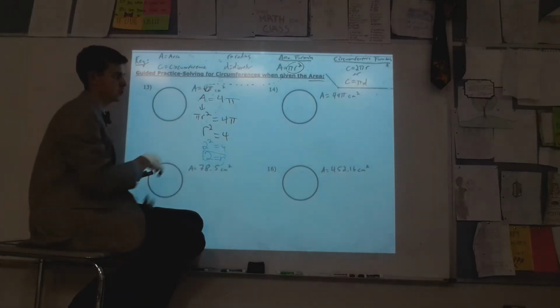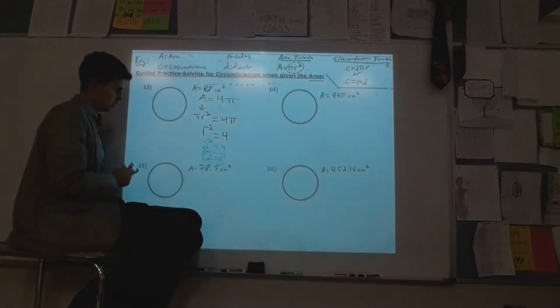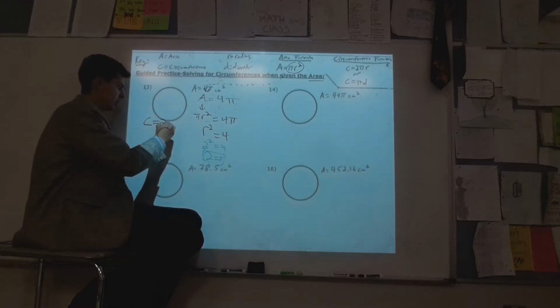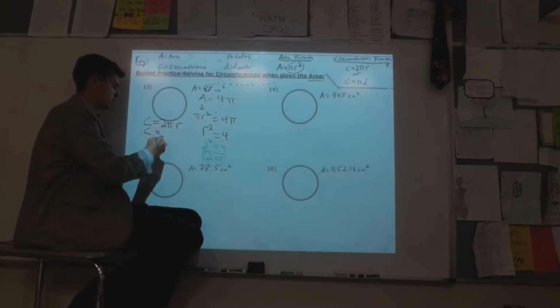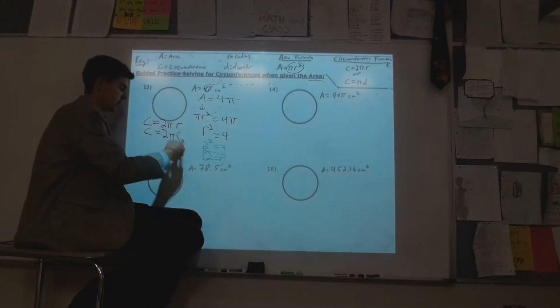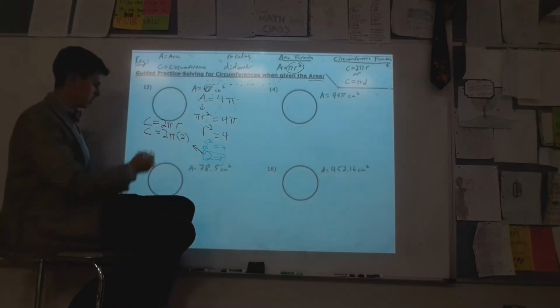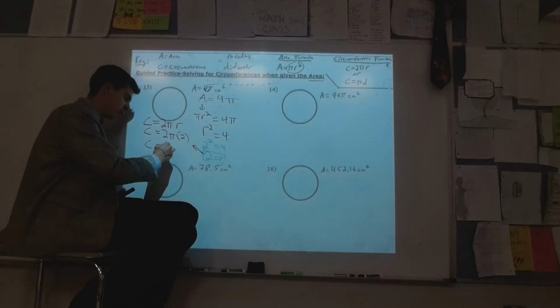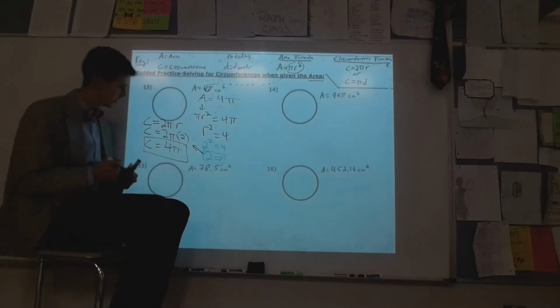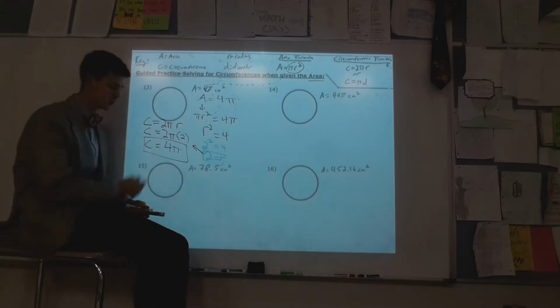Now, once I have the radius, I'm going to plug it in for the circumference formula. We have circumference is equal to 2 times pi times r. The circumference is equal to 2 times pi times 2. Circumference is equal to 4 pi. Yes. There it is. And this is my answer. Circumference is equal to 4 pi.